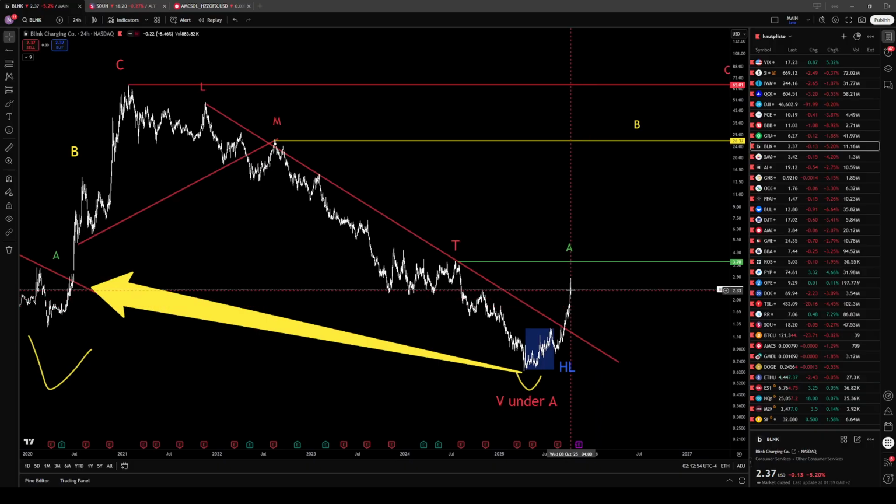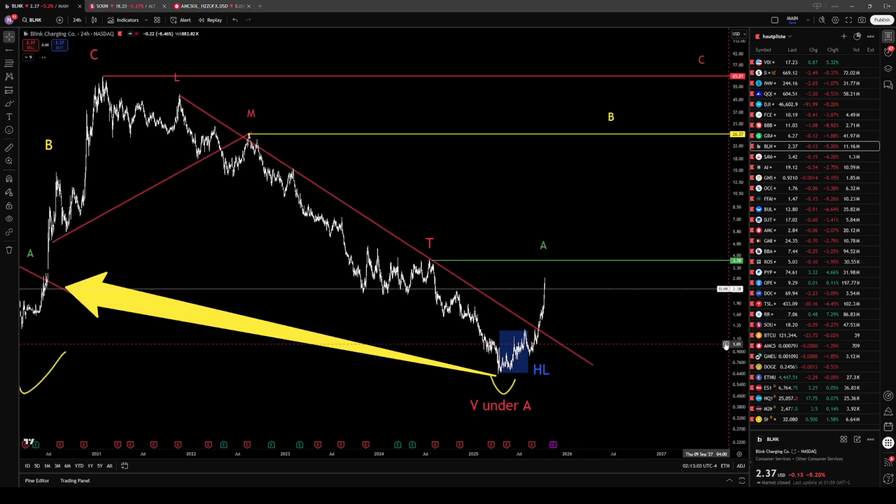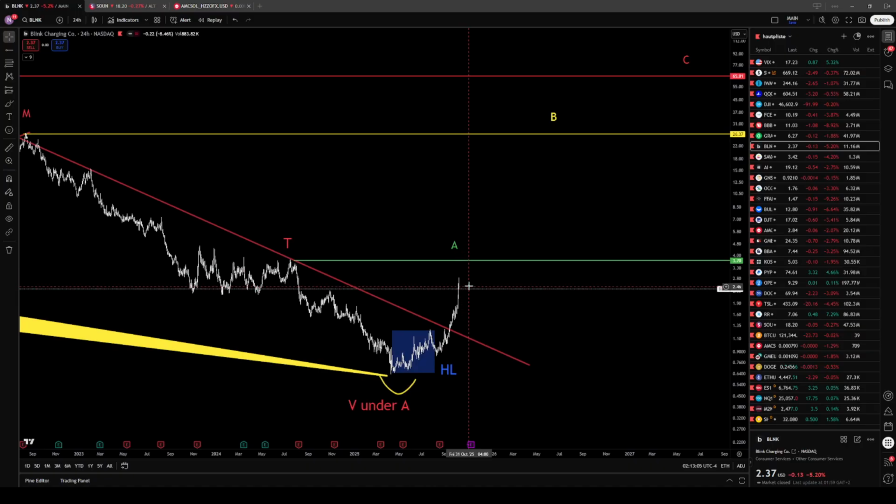So it doesn't really matter if this is A or this is A. Whatever you're doing, the little pullback, next target is B.